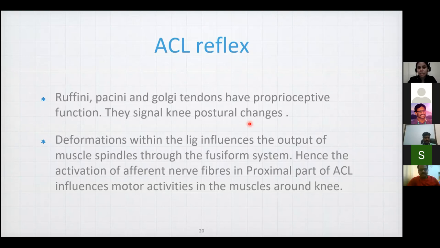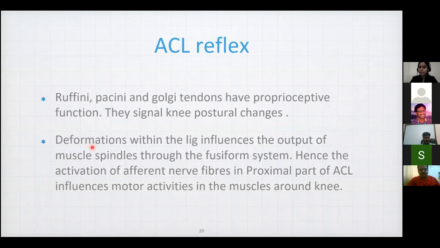When there is a knee injury, I mean, when there is an ACL injury, the patient initially feels tremendous pain, and then they cannot feel anything around the knee. They cannot feel any movement. They feel something is absent there. So they cannot walk. They fear to walk. So when there is loss of signal in the knee postural changes, this happens.